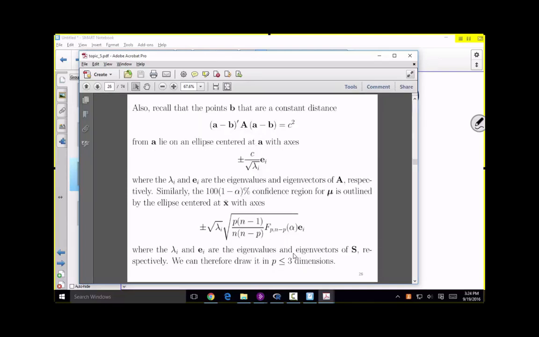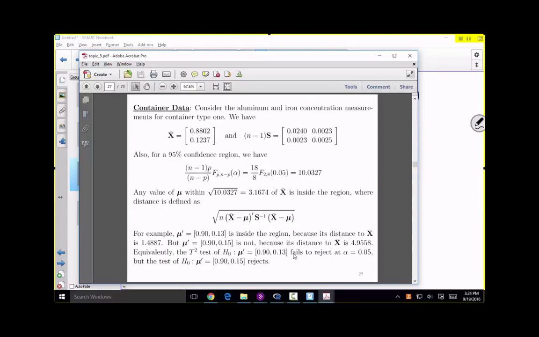Let me show you an example. So here is the container data and just 2 of the elements. Remember, we had like 10 containers, and for each container we had multiple elements that we had concentrations for. Suppose we only looked at aluminum and iron. The sample mean vector is here. The sample covariance matrix is here.